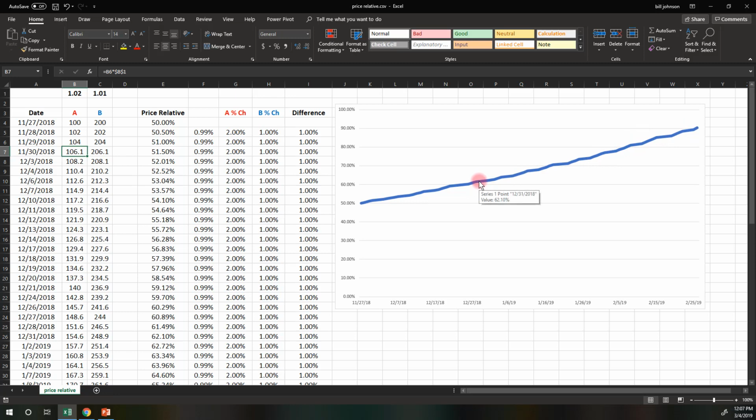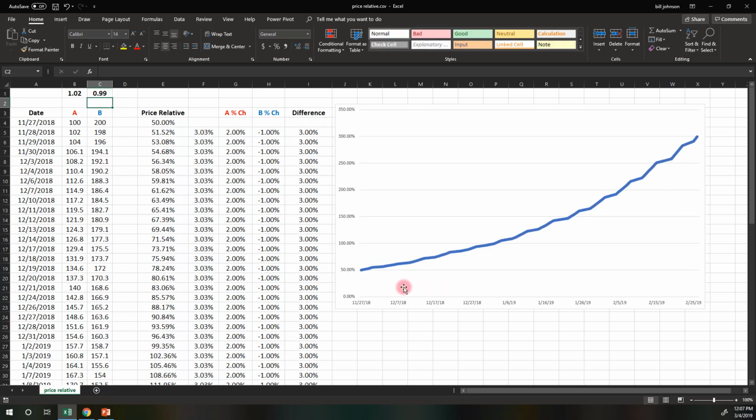So once again, don't think that just because the line is increasing, that it necessarily means that both stocks are increasing. I could actually make B decrease. Let's subtract off 1% per day, same as multiplying by 0.99. It's going to make it increase even more. A is rising, B is falling, so yes, A is definitely outperforming B now. And that's why we're starting to get this acceleration in the graph.